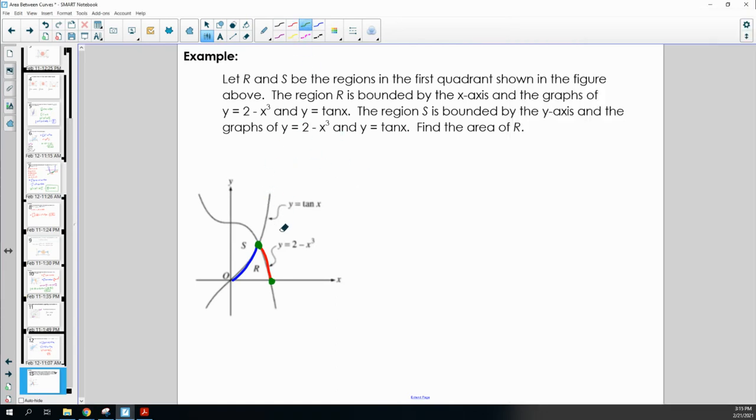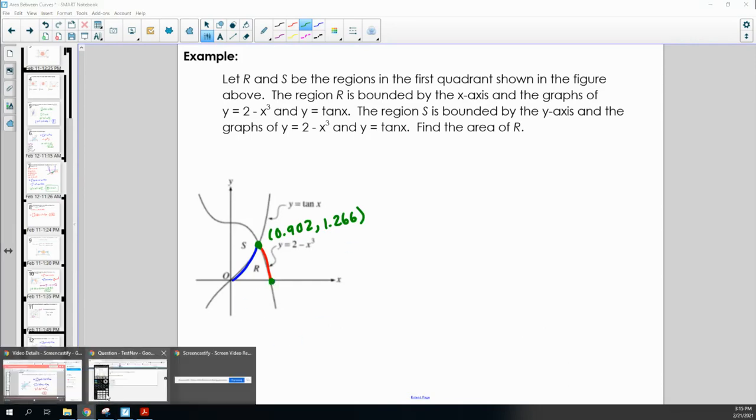So I have this point of intersection is 0.902 and then 1.266. Okay, I also want to find this point over here. So again, I'll just go to this.